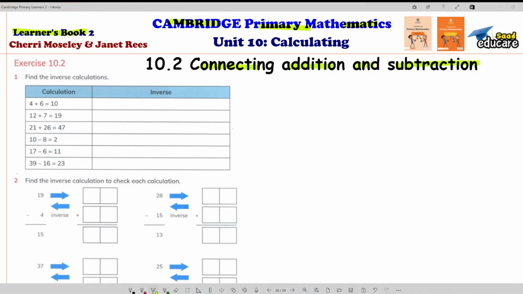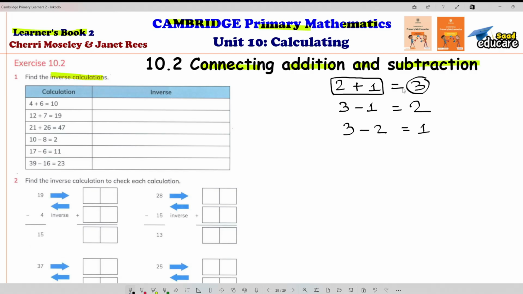Let's start. First, we will find the inverse calculation. What does it mean? Inverse means just opposite. Suppose 2 plus 1 equals 3. We know this one. It means 3 minus 1 equals 2, right? Similarly, 3 minus 2 equals 1. It means 2 plus 1 equals 3.